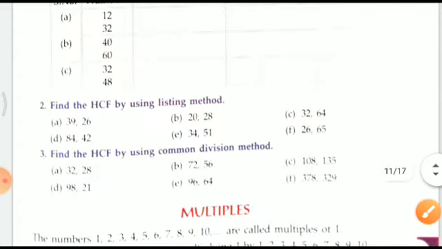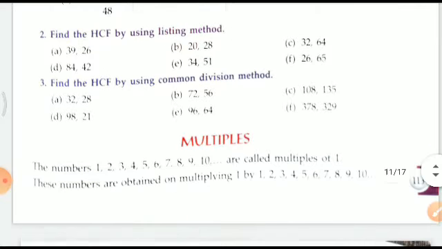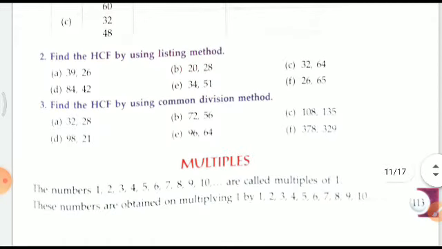Okay. Now you have to do this in all these questions, right? And after that come the multiples, which I will be discussing with you all. The numbers 1 2 3 5 7 are called multiples of 1. These numbers are obtained by multiplying one with different numbers, right?